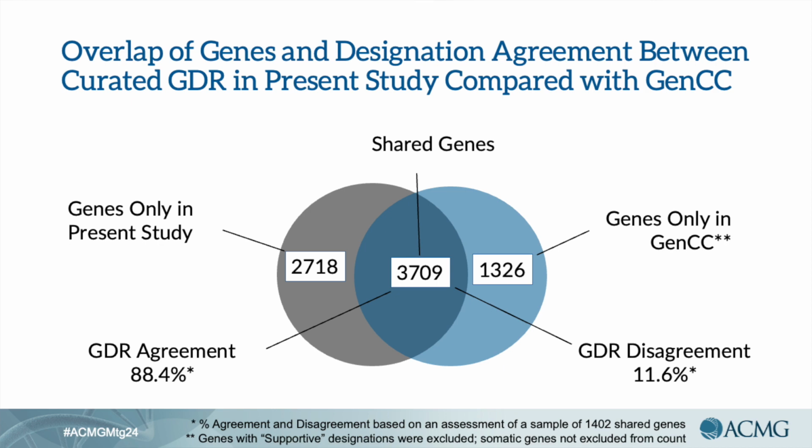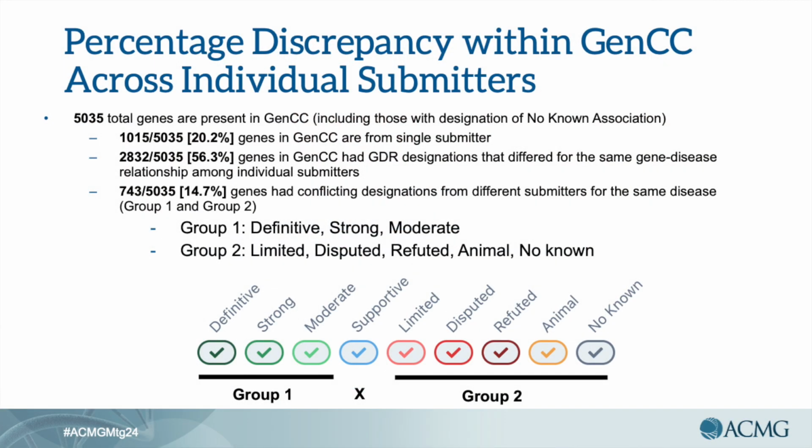So when we looked further at the genes and the GDRs that comprise the GenCC data set, there were about 5,000 total genes that were present. And when we looked deeper, we found that 20% of those were supplied by a single submitter out of the 12. So there's a fifth of them that are unique and only submitted once. Of those 5,000, about half of them had disagreeing evidence classifications for specific GDRs, which is acceptable when you consider that they're fairly meaningless or not impactful or actionable differences, say, between a strong and a moderate.